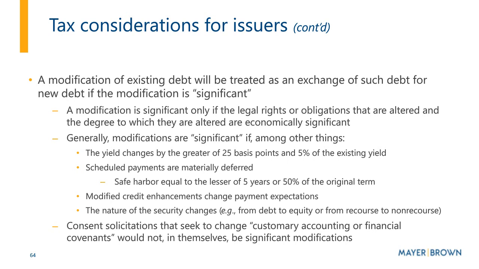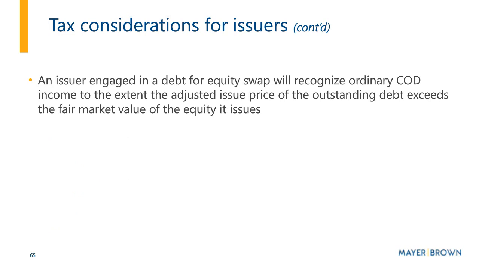And the debt equity swap. So now we've got debt outstanding and the issuer issues equity. We're going to look at the fair market value of the equity against the issue price of the outstanding debt. And again, if that's a discount, then there's going to be cancellation of indebtedness income.